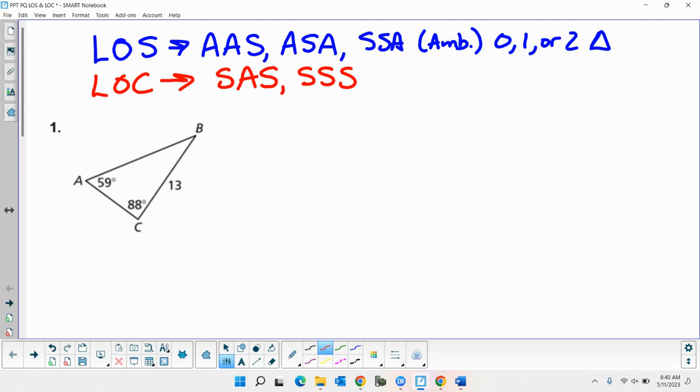So side, angle, side, and side, side, side, you use law of cosines. Okay. So which one of these situations is number 1? Angle, angle, side, which is sine.